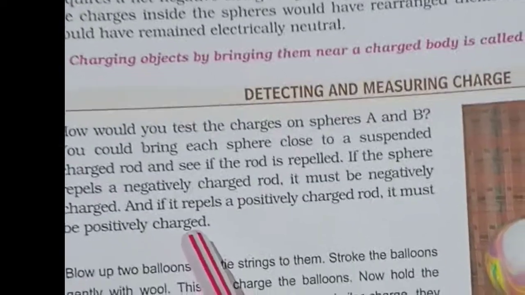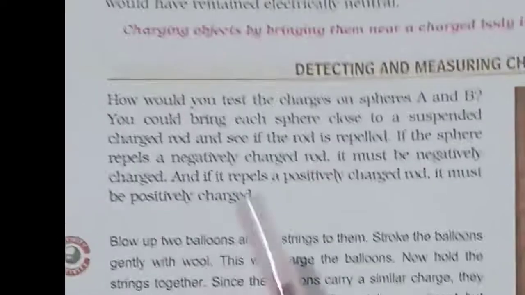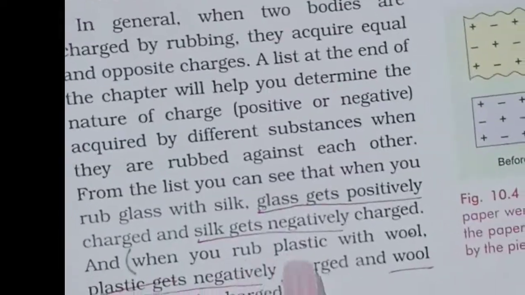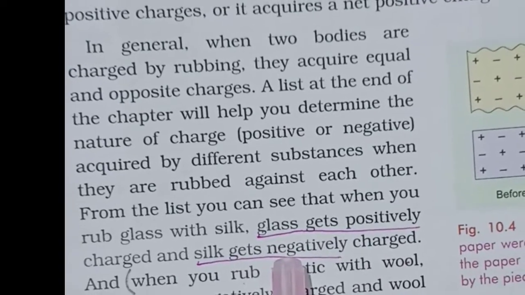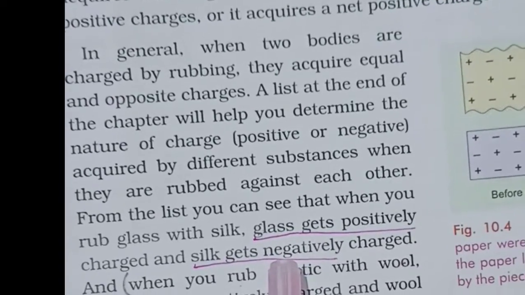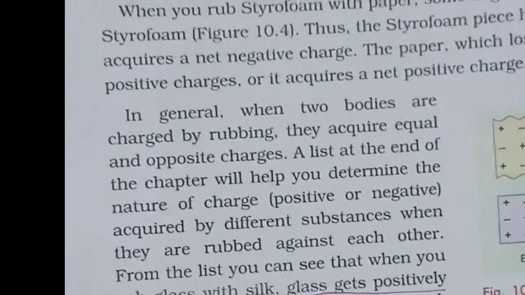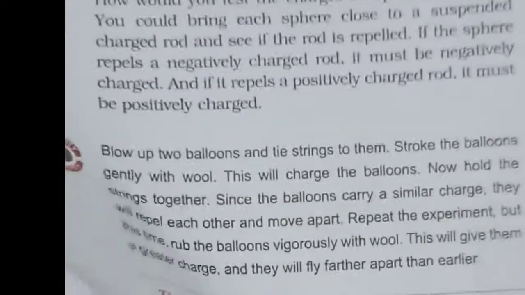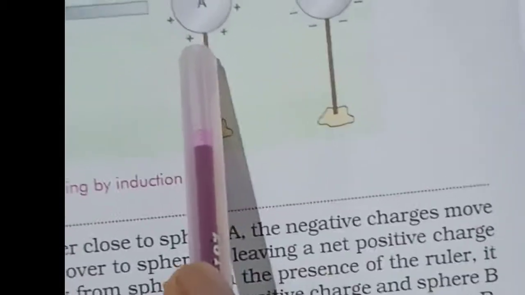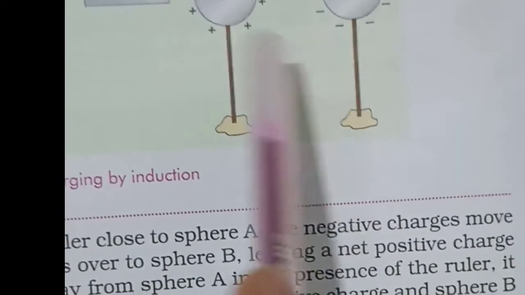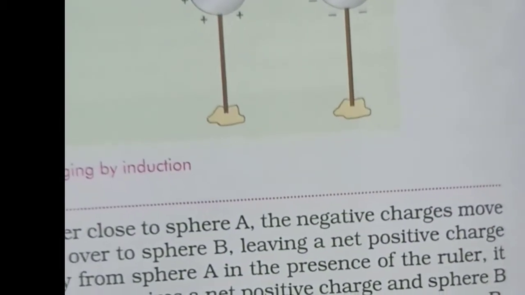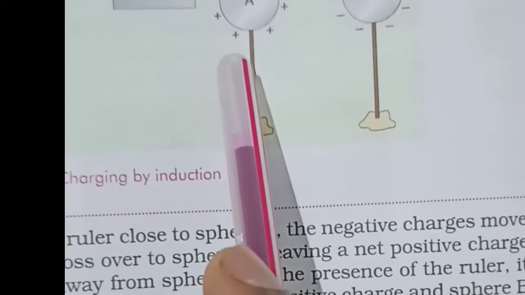So how will we check? We will take what we had seen here: a glass rod, rub it over silk, and we know it is positively charged. We will hang that glass rod and bring this sphere close to it, and then the other sphere close to it. Out of these two, the one which gets repelled, we will understand that it is positively charged. So A will get repelled.